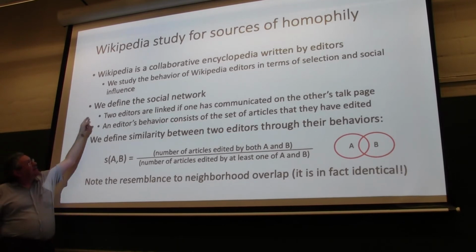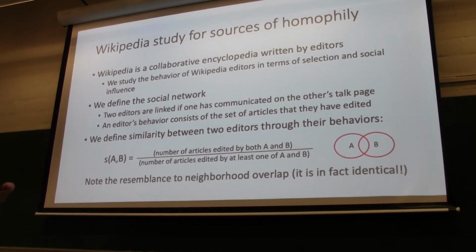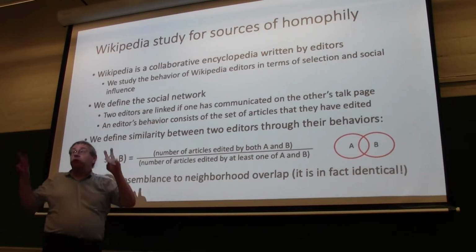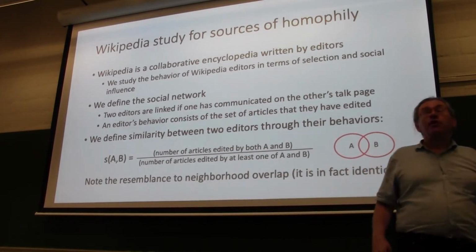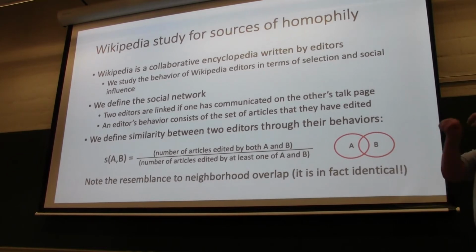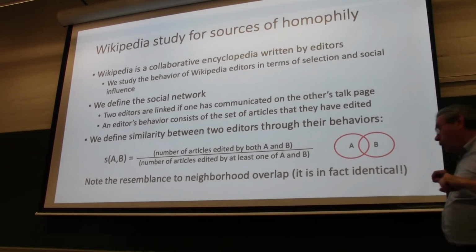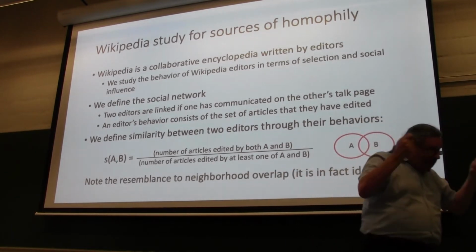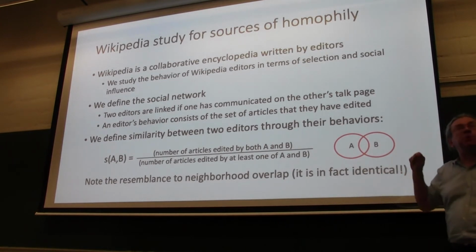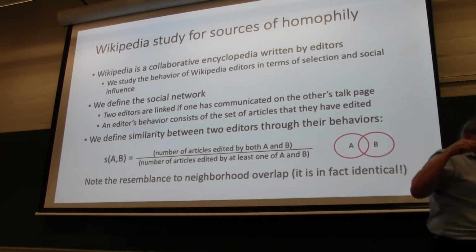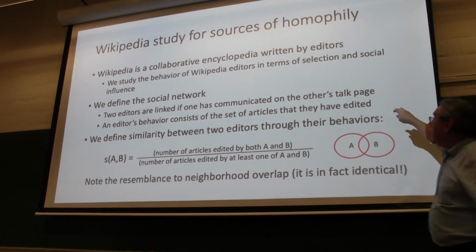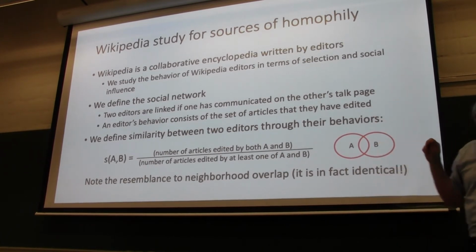First, let's define the network. Two editors are linked, considered to be like friends, if they have communicated on their talk page. Each editor has a talk page where you can discuss. For example, two editors are editing an article on quantum mechanics. They're both physicists, and they are discussing the best way to explain something. If they are talking together on this talk page, they are linked. But if they don't talk on the talk page, they're not linked.